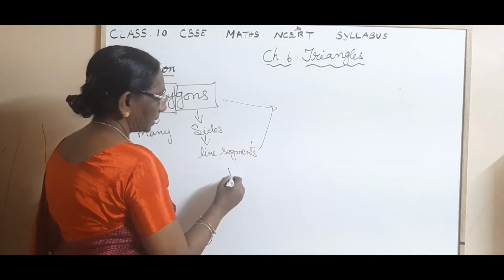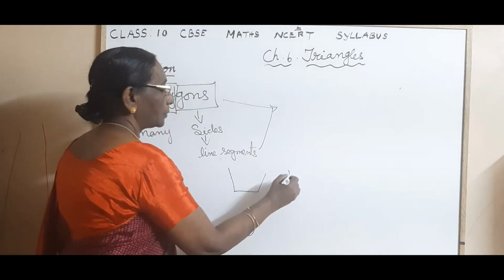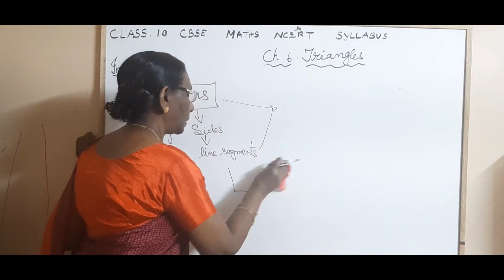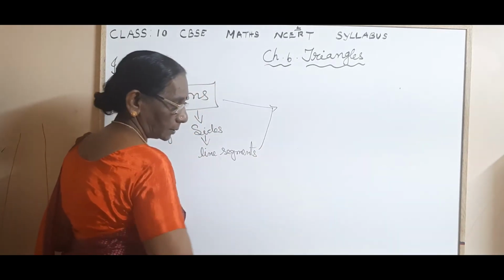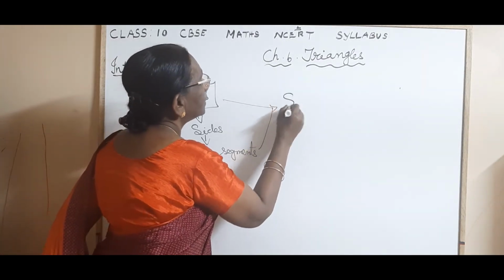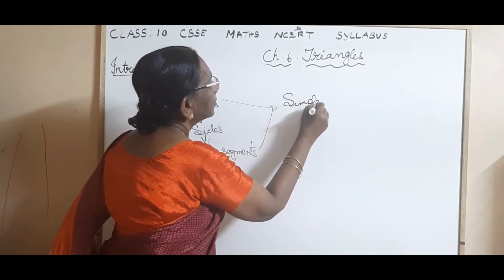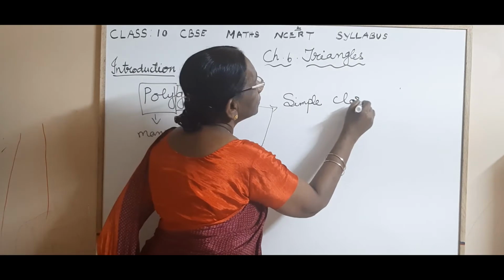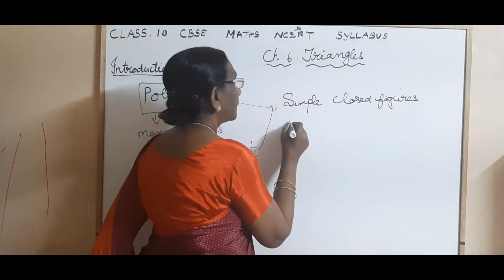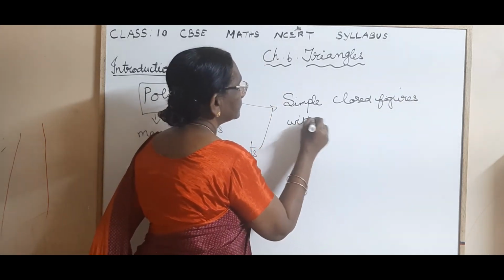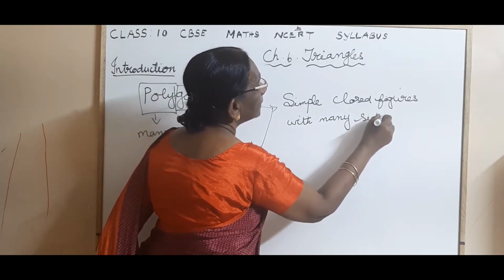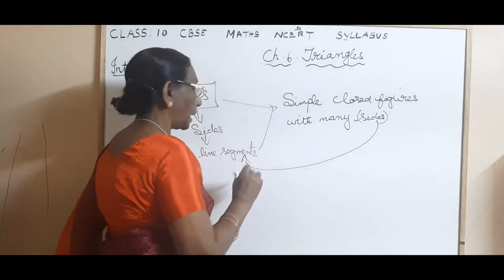You can draw a three-sided figure like this, a four-sided figure like this. Isn't it, children? So they are all open figures. But what are polygons? They are simple closed figures with many sides, and these sides are nothing but the line segments.